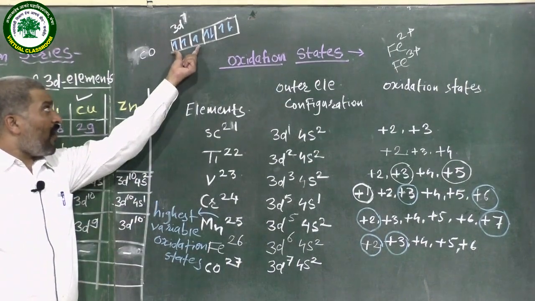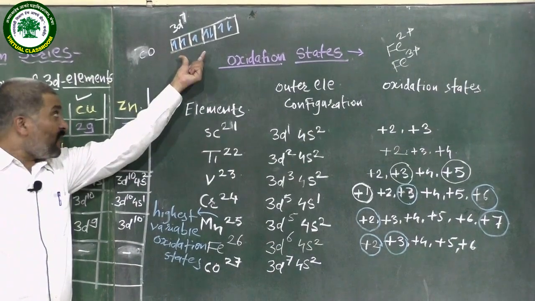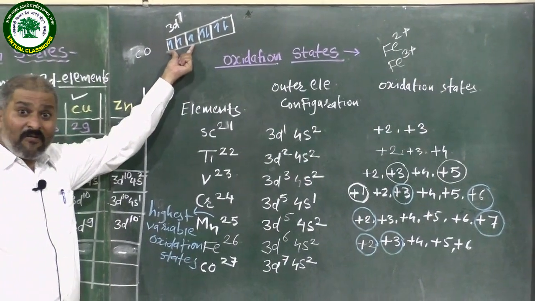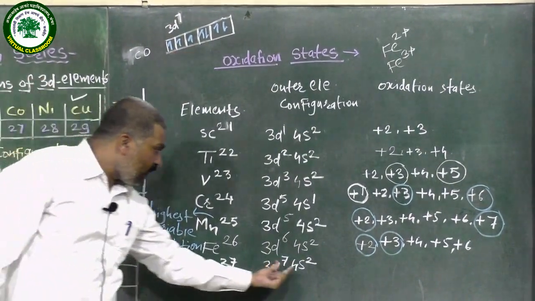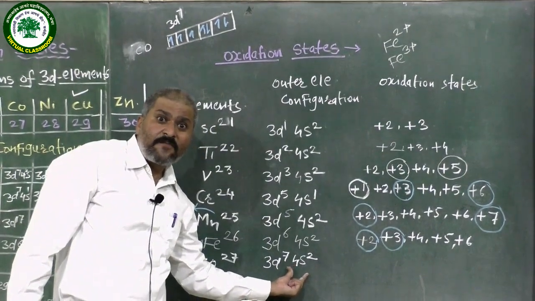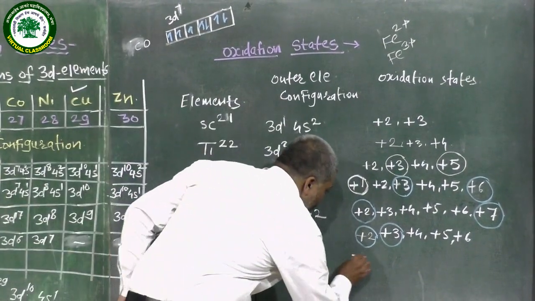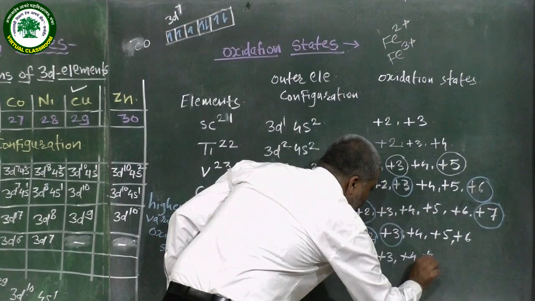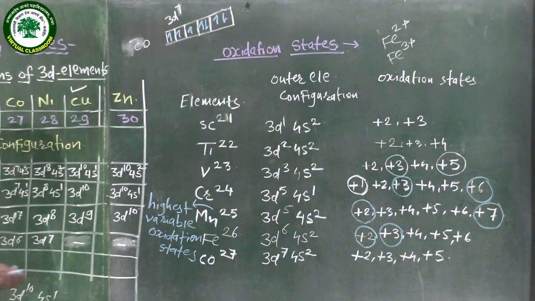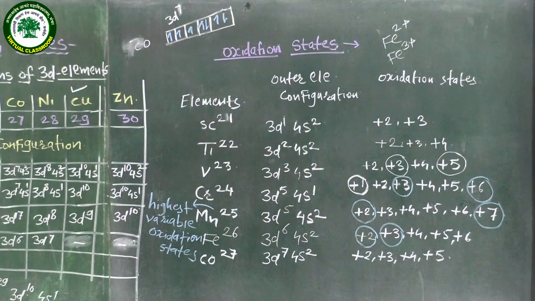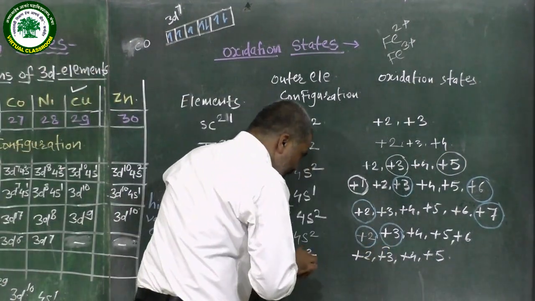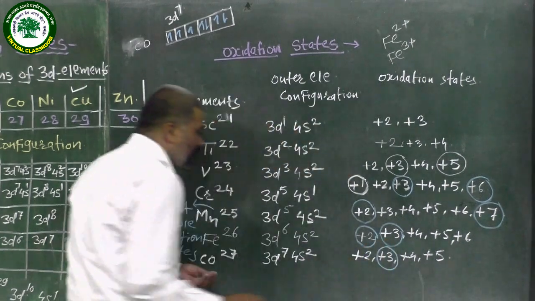Here in the case of cobalt, 3 unpaired electrons are there, and only the unpaired electrons take part in the bonding. Because of that, 3 unpaired electrons from 3d and 2 electrons from 4s, 2 plus 3, 5. Therefore it shows the plus 2, plus 3, plus 4 and plus 5 oxidation states. Cobalt shows plus 2 to plus 5 oxidation states, and the plus 3 oxidation state is the stable oxidation state.